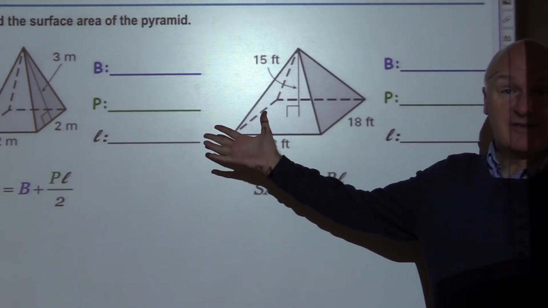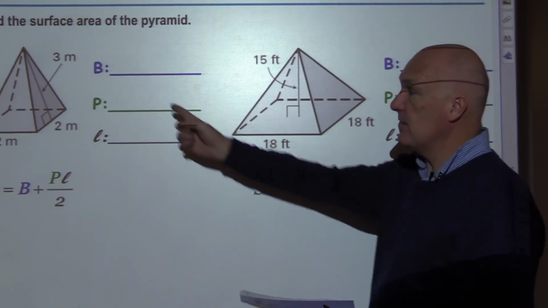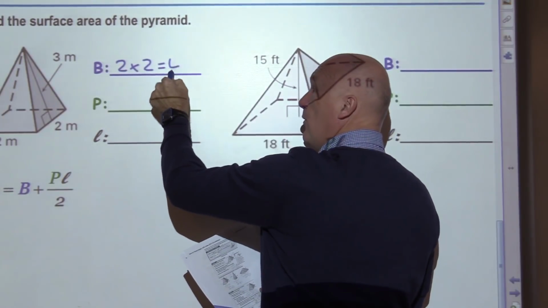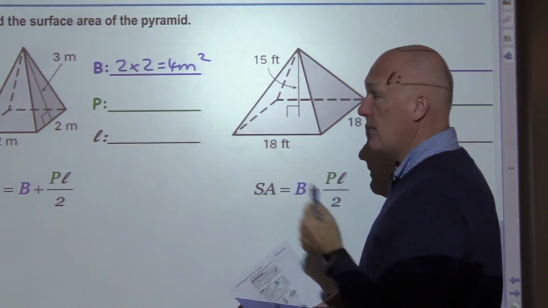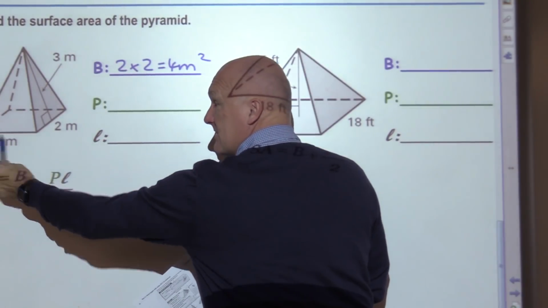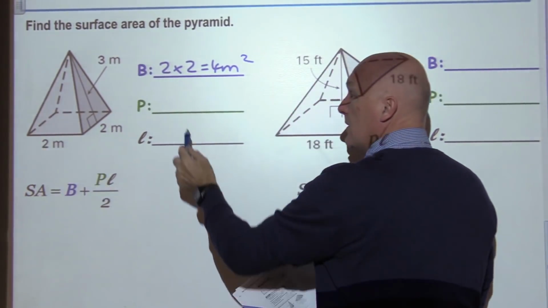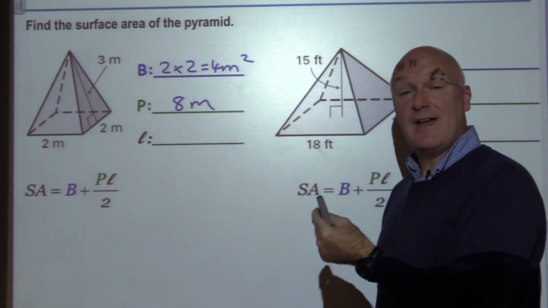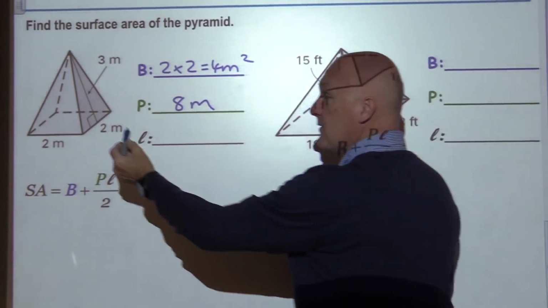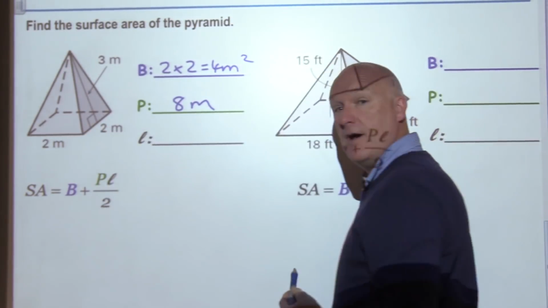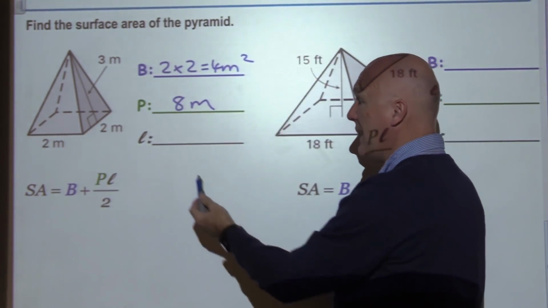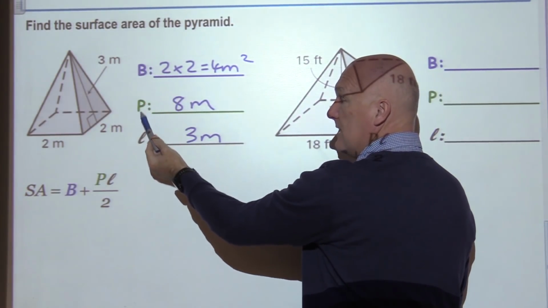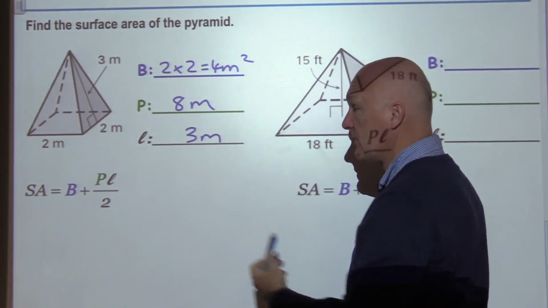Okay, so what I've done here is I've made it a little bit easier to understand, to be honest, because the base, again, is a square. It's 2 by 2, which gives us 4 meters squared. The perimeter, remember, of the base is 2, add 2, add 2, add 2, which gives me 8 meters. Okay, so this time we don't actually need Pythagoras, because if you notice, we've already got our lateral height. So this time we actually have got 3 meters to put in, and now look, I have B, P and L, which is what I need here for the surface area.